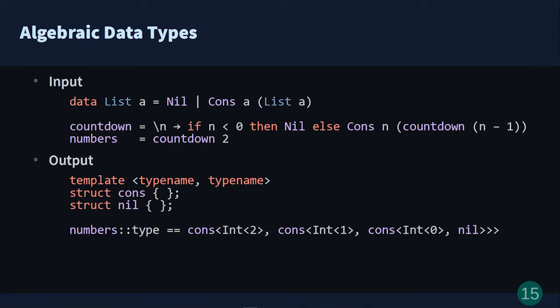The translation also handles algebraic data types, which includes both the constructors and the case analysis. Due to the time constraints, I'll just give an example of the construction. If you are interested to know how the case analysis works, you can find the details in the paper. We have a standard definition of lists. A list is either a nil, an empty list, or cons, a non-empty list. We also have a function named countdown, which creates a list of numbers starting with the given number and counting down to 0. The constant numbers is a list obtained by applying the countdown function to the number 2. So this list should hopefully contain the numbers 2, 1, and 0 in this order.